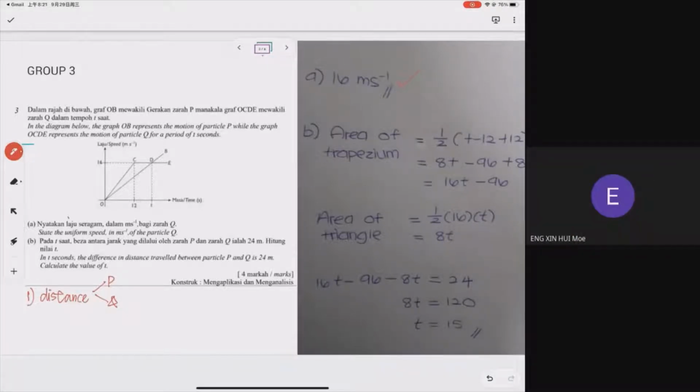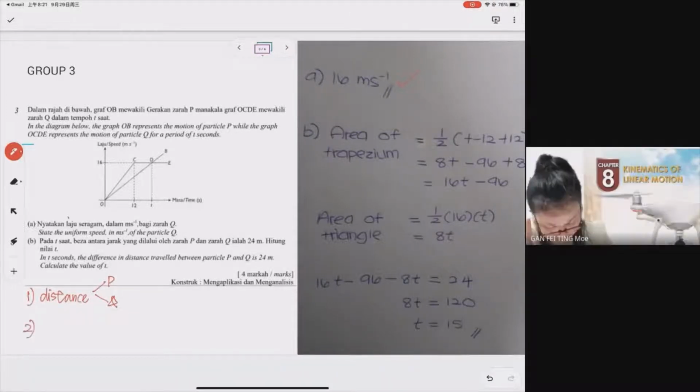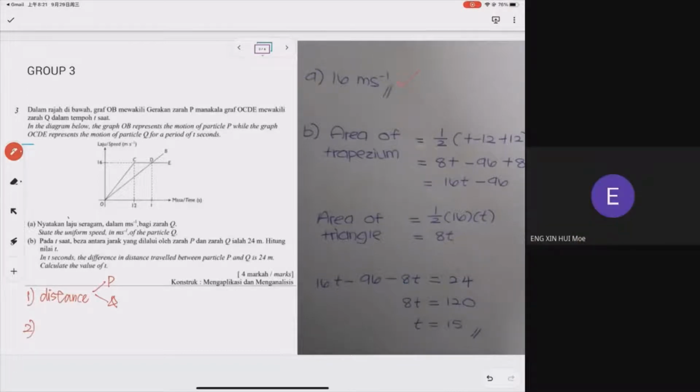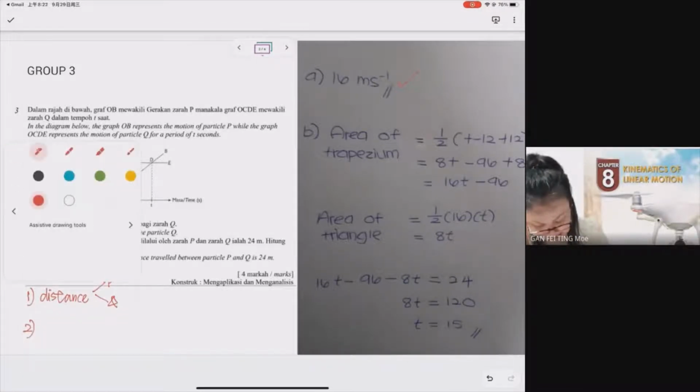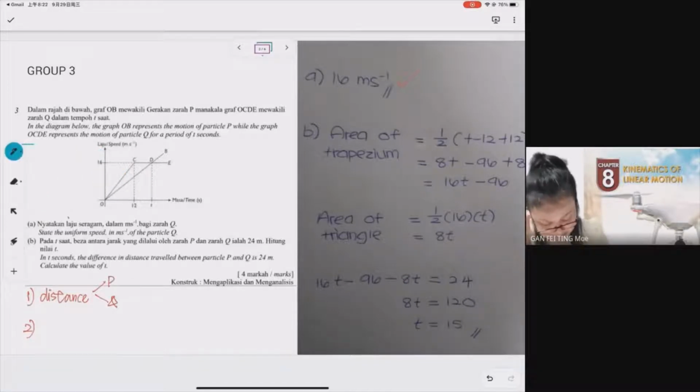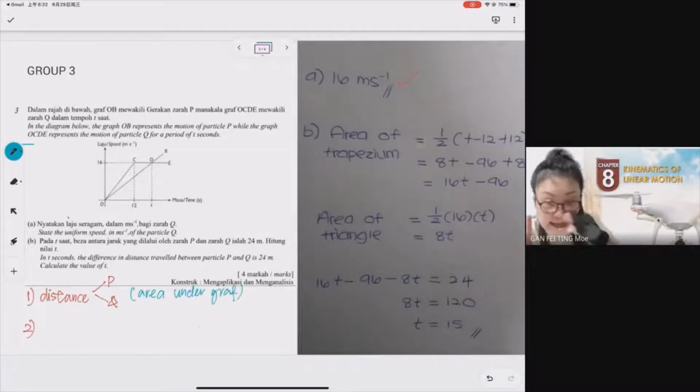Then from the question, we know that their difference is 24 meters. So what is the second step? Find the area under the graph. Okay, no, finding the area under the graph is actually under your planning here. When you're about to look for the distance, the method you use to look for the distance is actually the area under the graph. This is during your planning time. Okay, when you have your area under the graph already, what is your next step?